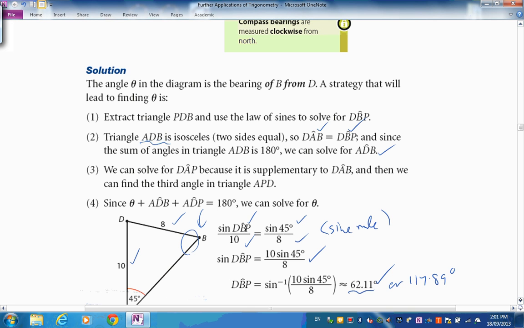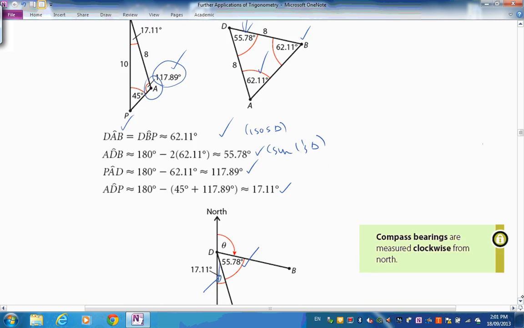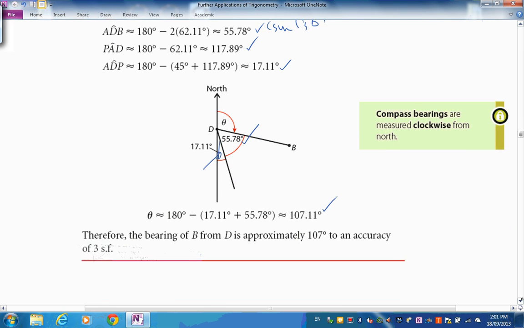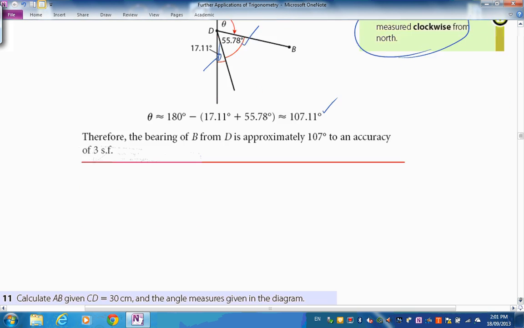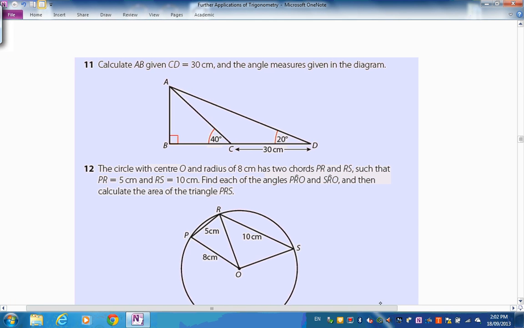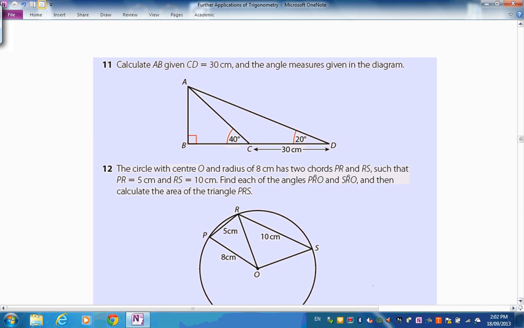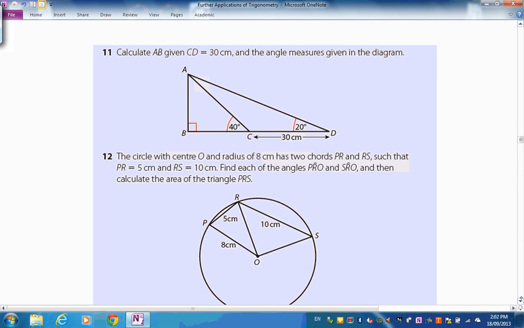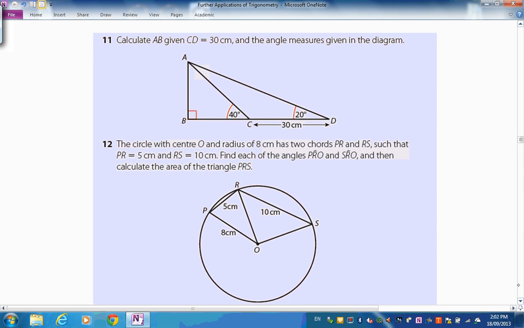So that's definitely a go-between problem. We're going between a couple of triangles, a couple of different ways. Now just remember, compass bearings are measured clockwise from north. So this is a bearing, always draw in the north direction, and measure clockwise. Hopefully you've seen some of that before. Let's give you some to do here. So I'll just bring this over again, and there's a couple of problems there, 11 and 12. Have a go at those.